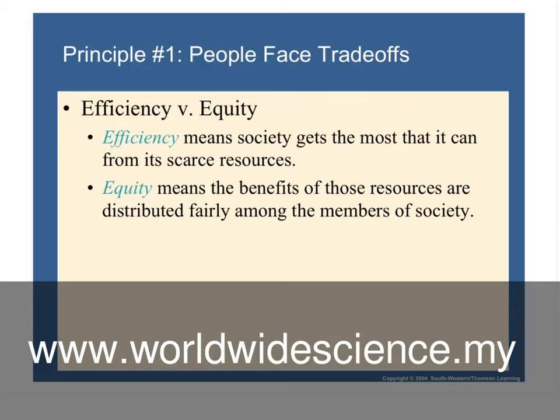So, efficiency versus equity. Efficiency means society gets the most that it can from its scarce resources. Equity means that the benefits of those resources are distributed fairly among the members of the society. Okay, so these are two terms that we learn. Efficiency and equity have their own everyday meanings, but in economic terms, they have different meanings. We might use certain words like scarcity, which so far is very important. Scarcity in the normal world might mean something a bit different from what it means in economics. So again, in economics, efficiency means that society gets the most that it can from its scarce resources. And equity means that it should be distributed fairly among the members of the society. These are just definitions of these two terms in economics.